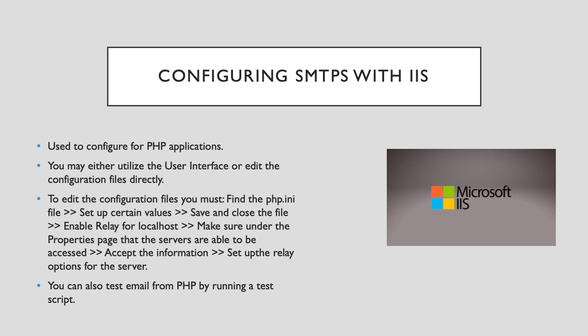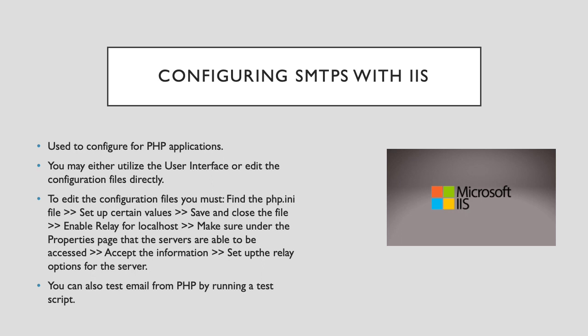The values must be SMTP equals localhost, and then the next line, sendmail_from equals string, and then the next line, smtp_port equals 25. Then save and close the file. Then you must enable relay for localhost.